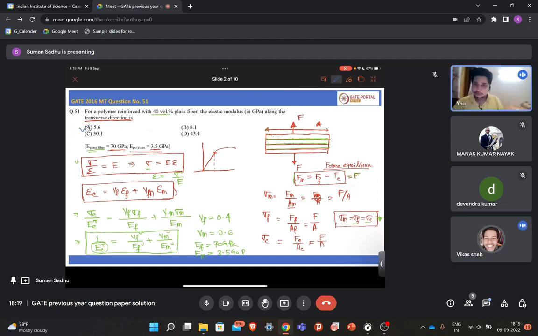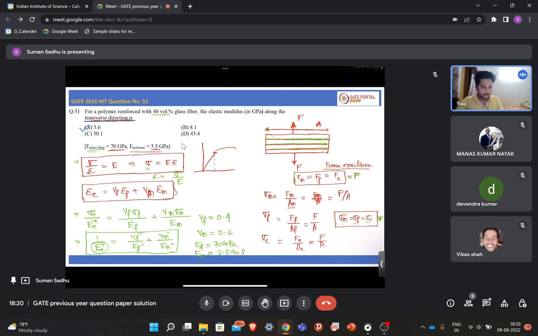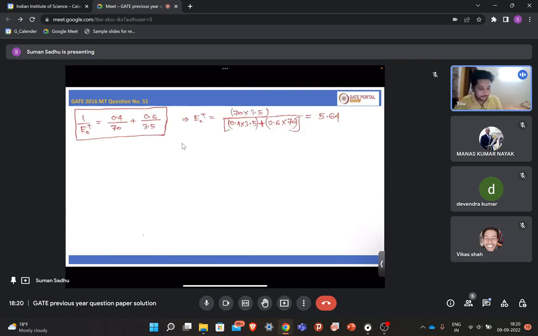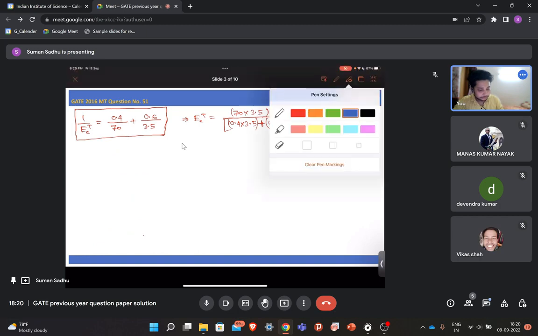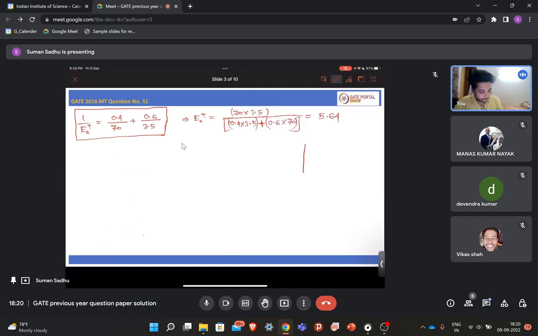Okay. So now this was the one case where the composite is loaded in the transverse direction. Now if I ask you what will be the elastic modulus if I load this polymer in the longitudinal direction, that means like this. Can you solve this one then? I'm just modifying this question a little bit. So let's say your composite is like this.